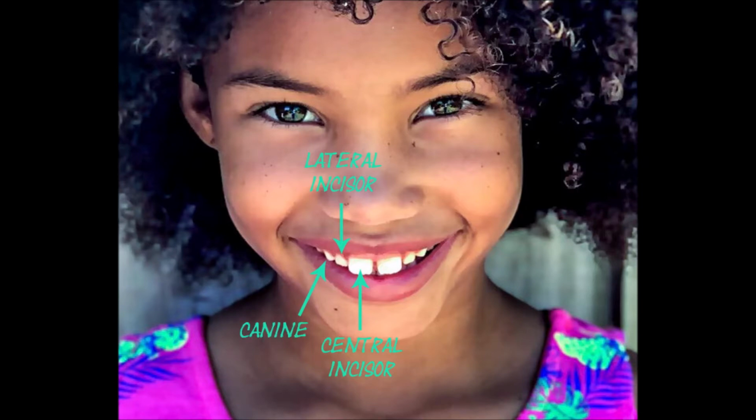Next in line are the canine teeth. Unlike the other teeth in the mouth, these teeth are more pointed. Next to the canines are the bicuspids. The bicuspids don't show very much in a smile. So if you do see them, they are more shadowed because they're so far back in the mouth.